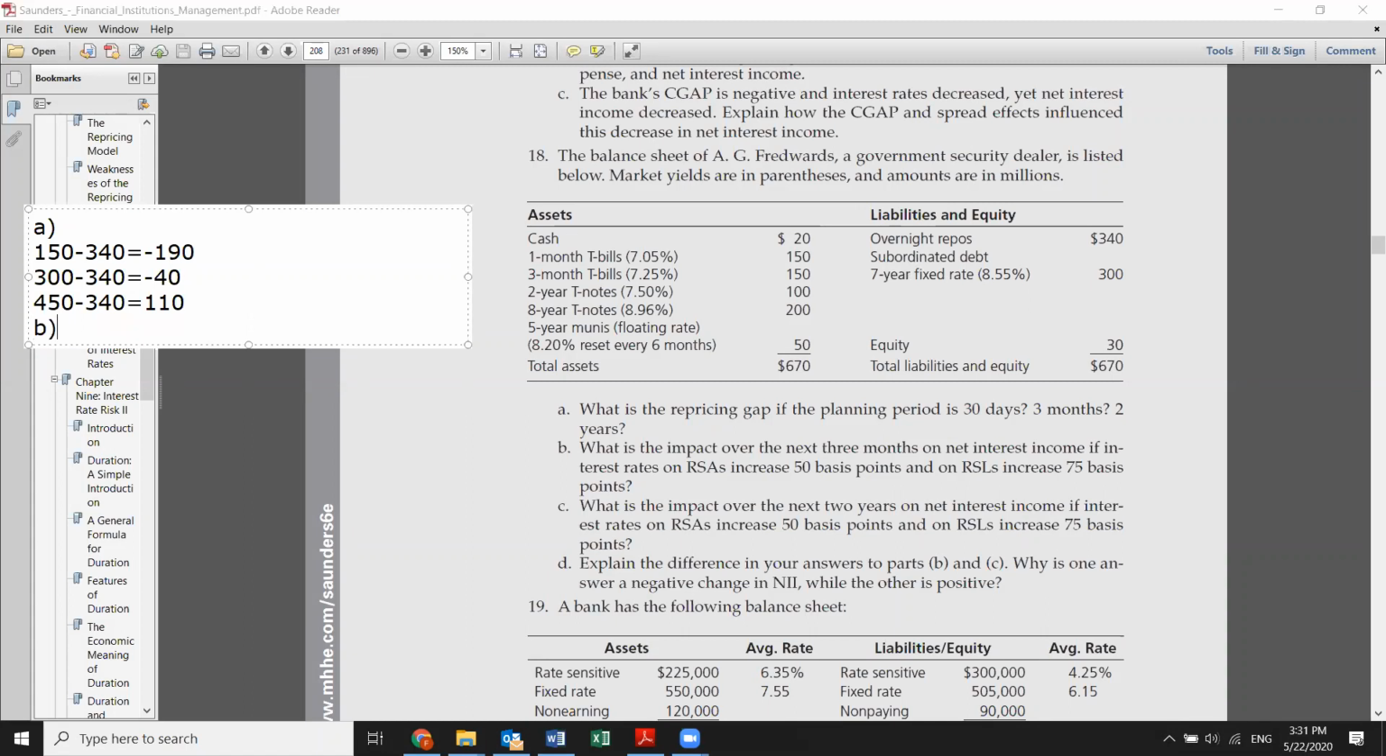So B, what is the impact over the next 3 months on net interest income if the interest rate on rate sensitive assets increases by 50 basis points and on liabilities by 75 basis points?